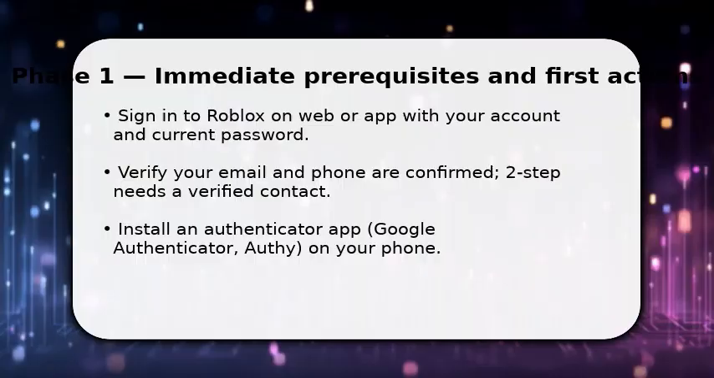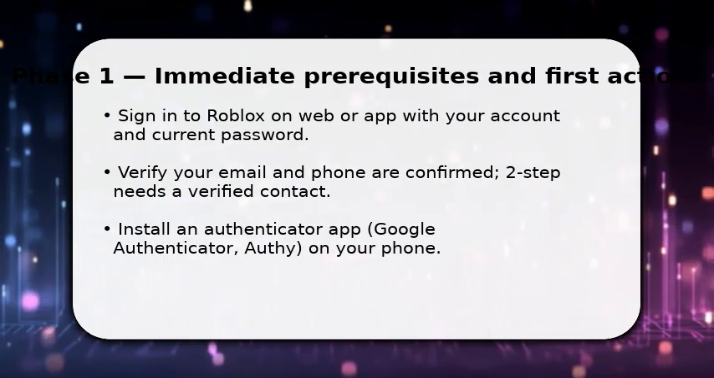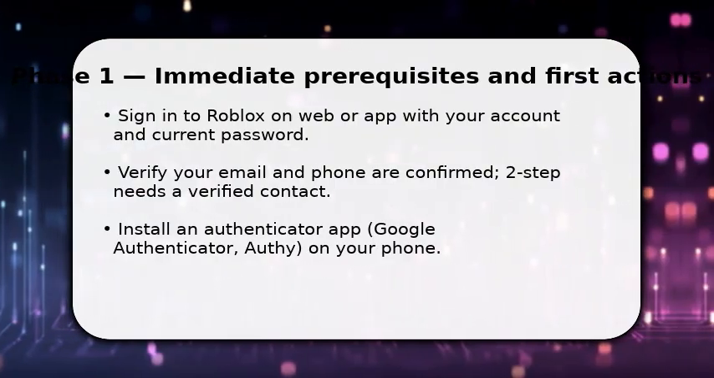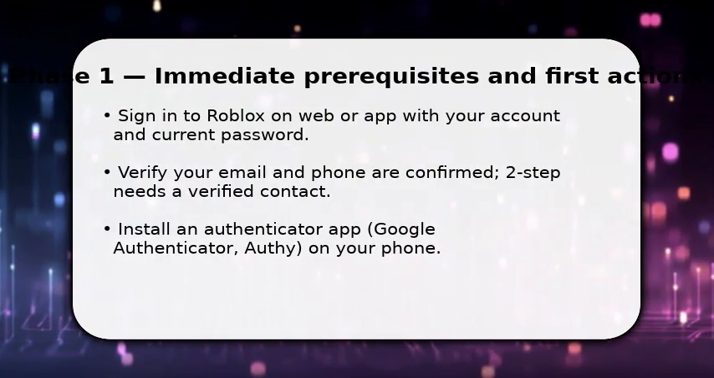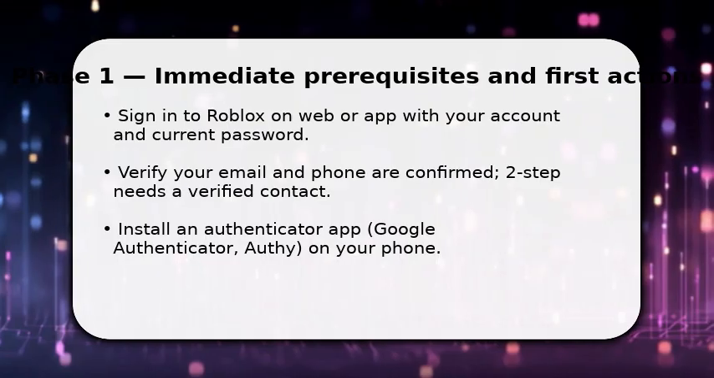Please enjoy the video. You start by signing into your Roblox account and confirming your email. Once done, make sure your phone number is added and verified. Install an Authenticator app on your mobile device because this is the only way Roblox issues a rotating code.